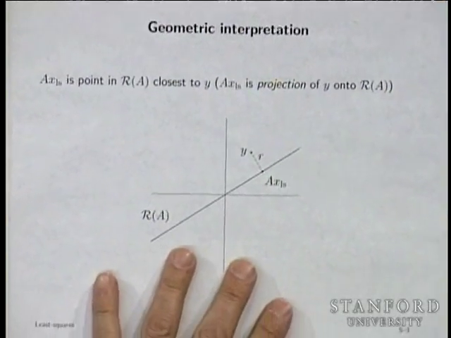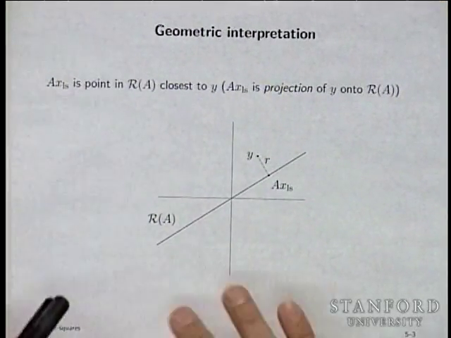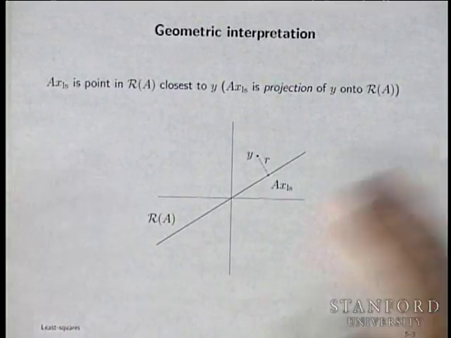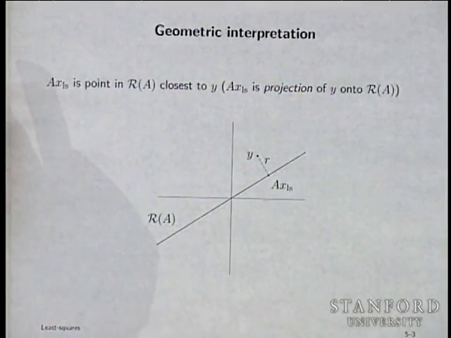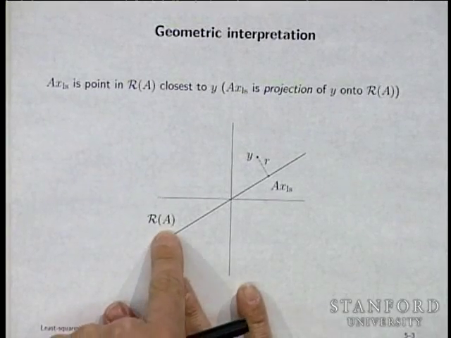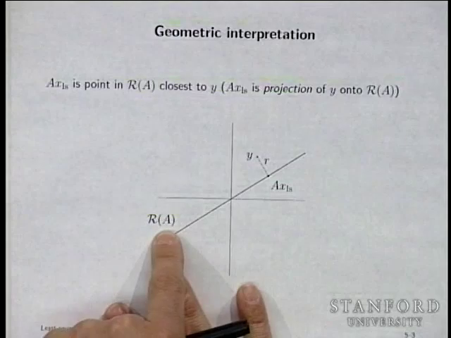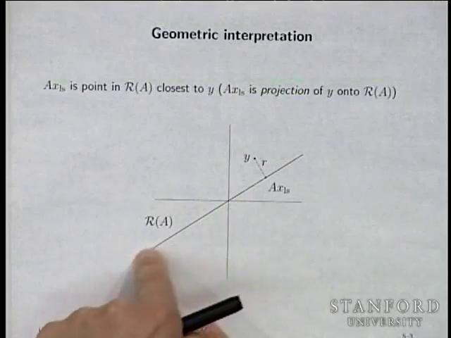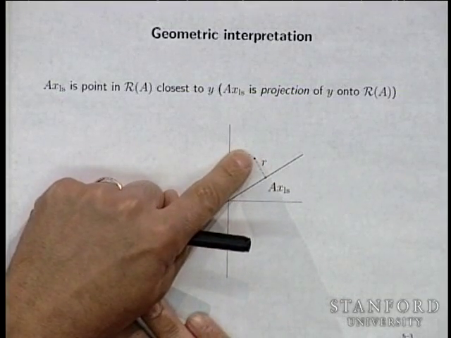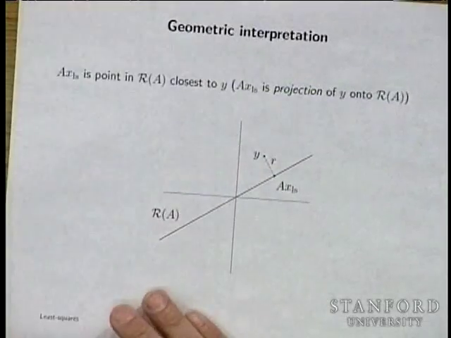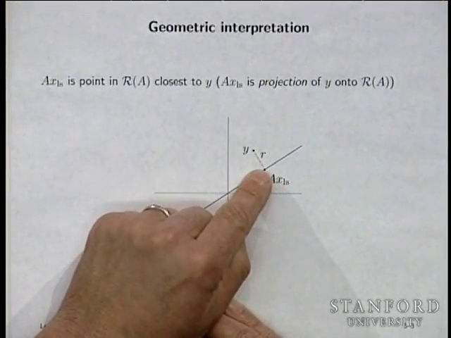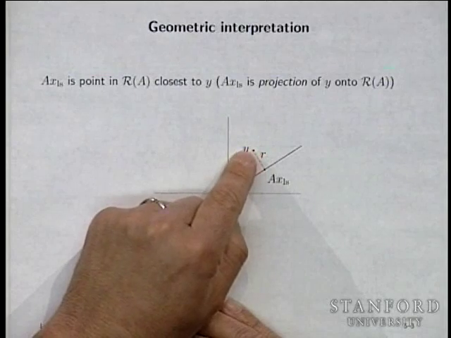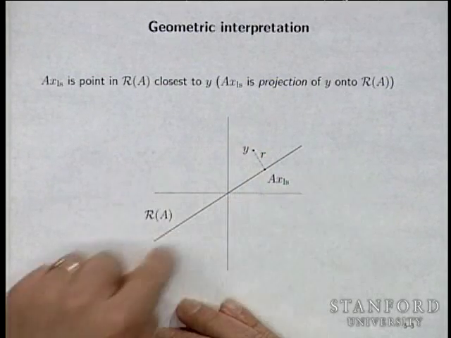So the geometric interpretation is something like this. This is very childish. I can only draw this in R^2. In this case, A, of course, is 2 by 1. It's kind of silly. The range of A is a line. So here's the range of A. And here's a point not on the line. And so the question is to find the point closest to this target point y that's on the line.